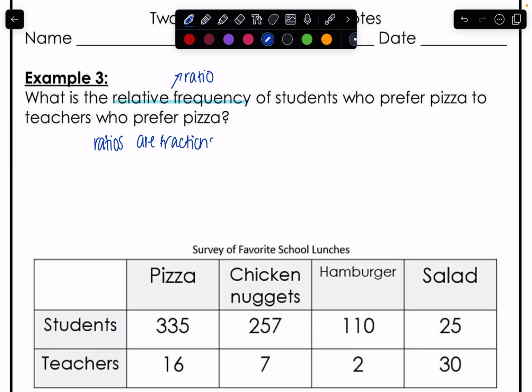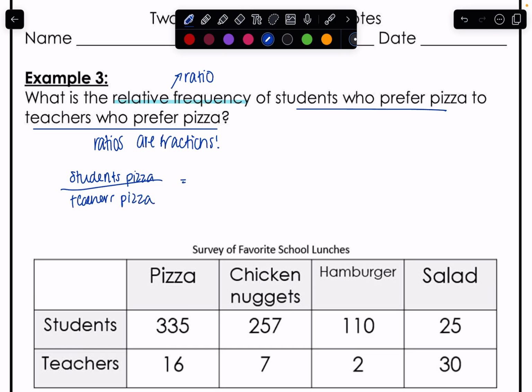Okay, and so on top, again, look at the order. It says, what is the relative frequency or ratio of students who prefer pizza? So that's going to be on top. So we could say students who prefer pizza is going to be on the top over teachers who prefer pizza. That is the second thing that's listed, therefore that is on the bottom of my fraction.